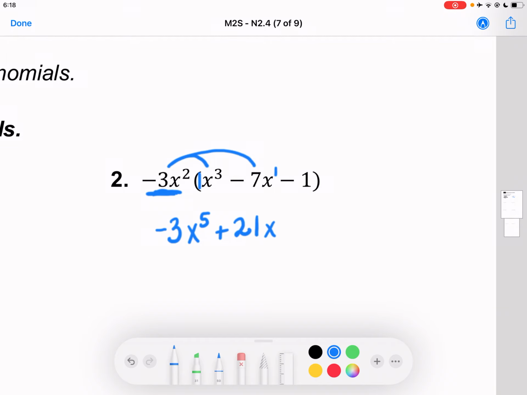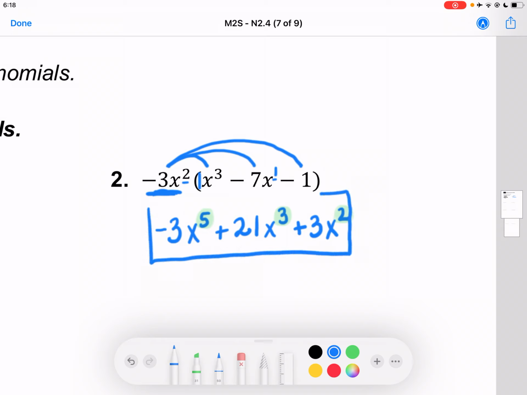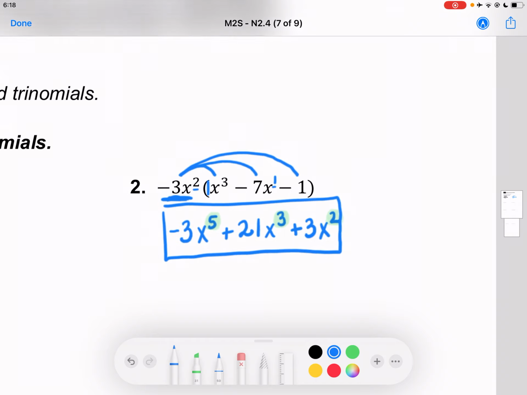And then we do our last term. So negative 3x squared times negative 1 is a positive 3, because negative 3 times a negative 1 is positive 3, and then just keep the same exponent, x squared. Once again, we always check at the end to see if there are any like terms. But you'll notice all of these exponents are different, and we are in standard form. I should have said that earlier, but they're in descending order, so the biggest exponent's first, and then the next biggest, and so on. So we are good to go. We're done.